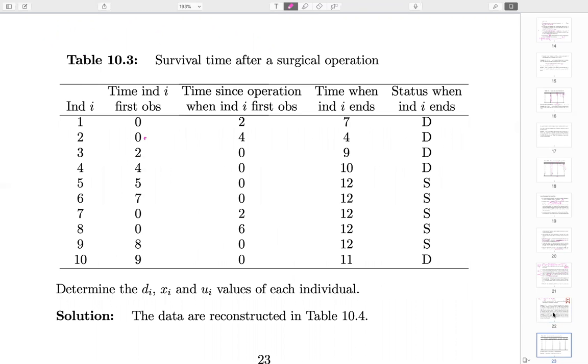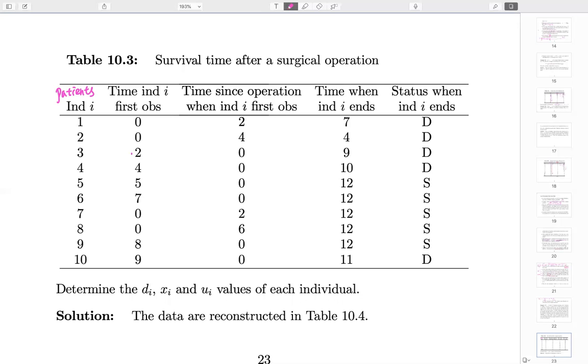Here is the data. So now we have information for 10 patients. So here are the 10 patients labeled from 1 to 10. Then this column is the time individual I first observed. Okay, this means observed in week 2, so 2 weeks after the start of the study.